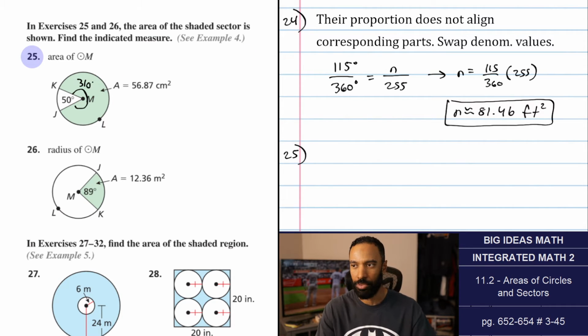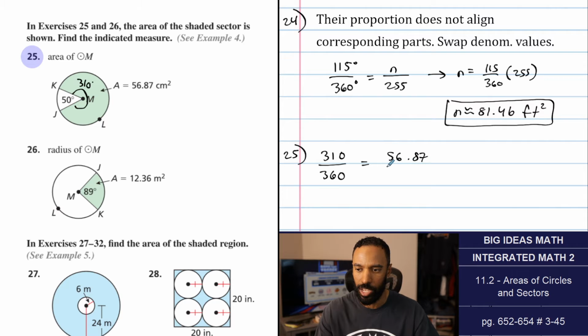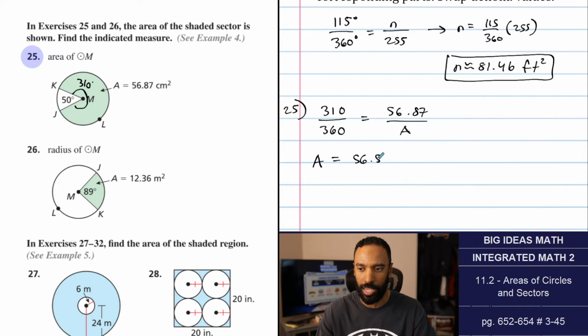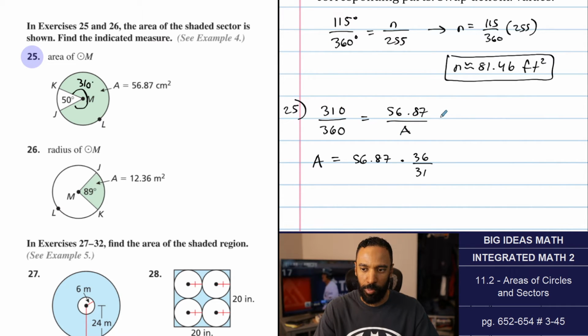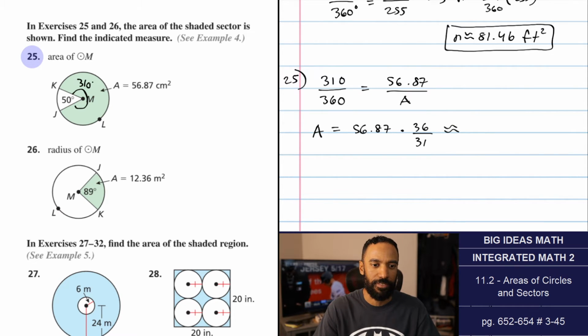So whatever 310 is out of 360, 31 over 36, the area of that shaded sector, 56.87 square centimeters, is out of the entire area, which we have to find. So I'm going to multiply both sides by A, and then take the reciprocal of this thing multiplied, right? I did this a lot with the circumference once before. I want to save that time. We're going to multiply by 360 over 310 or 36 over 31. Little fraction reduction for myself. Multiply both sides by A, multiply both sides by the reciprocal, area gets by itself. So this will be 56.87.